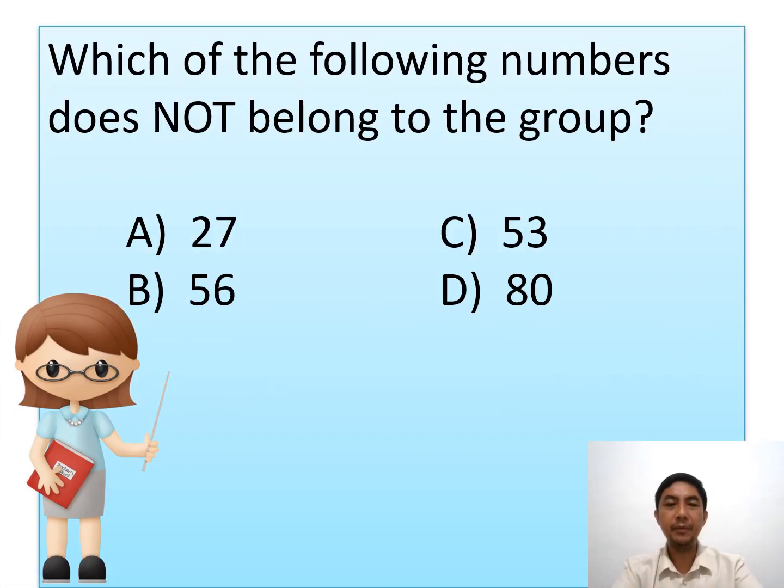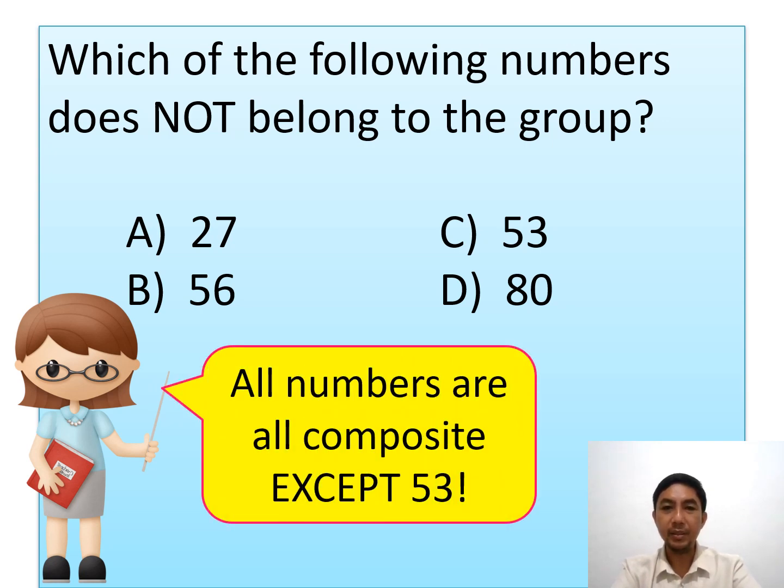Of course, it is very important to know the difference between prime number and composite number, because sometimes you will be given a problem like this. Which of the following numbers does not belong to the group? A 27, B 56, C 53, letter D 80. In this problem, the correct answer is letter C, because all numbers are composite except 53.